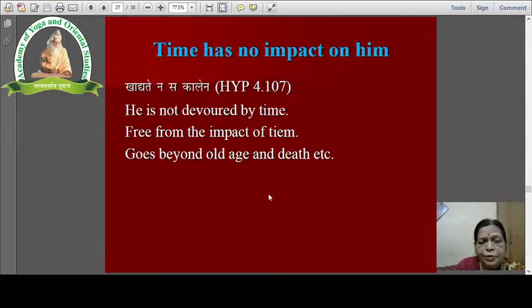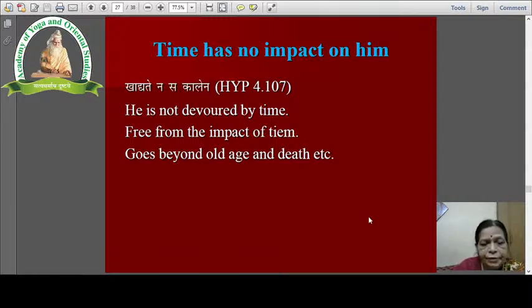The time has no impact on him. A person who attains Samadhi is not influenced or affected by time. "Khadyate no sakalena," he is not devoured, not eaten by time. He is free from the impact of time. He goes beyond old age and death.